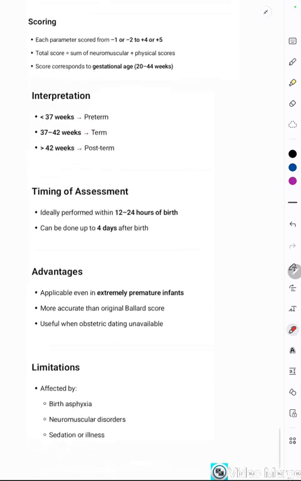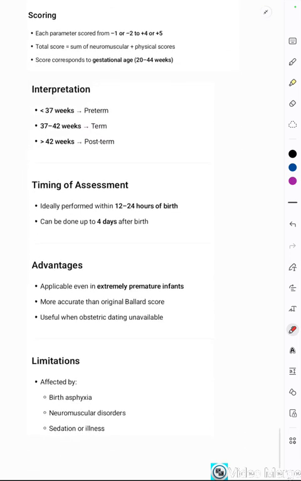The timing of assessment: it should ideally be done within 12 to 24 hours of birth, and it can be done up to 4 days after the birth. The accuracy is about ±1 week. Then advantages: it is applicable in case of extremely premature infants as well. It is more accurate than the old Ballard score, and it is useful when the obstetric rating is unavailable. Limitations: this particular score is affected in birth asphyxia, neuromuscular disorders, or in case of sedation or illness of the baby.